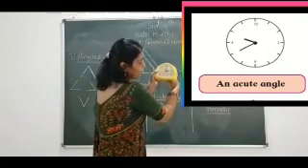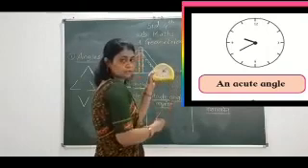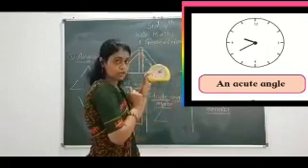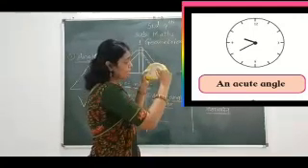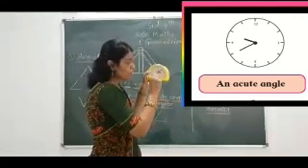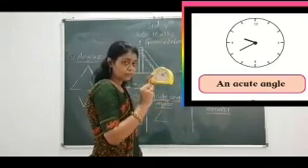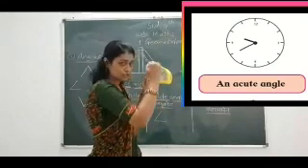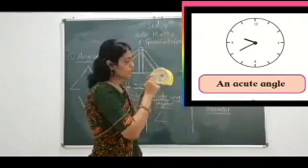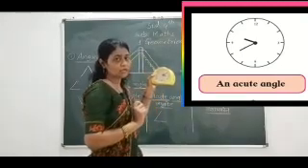we reduce the distance between two hands of the clock, the angle between two hands of the clock grows smaller. It means an angle is smaller than right angle. It is called as acute angle.